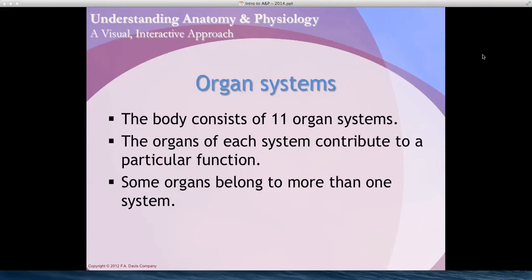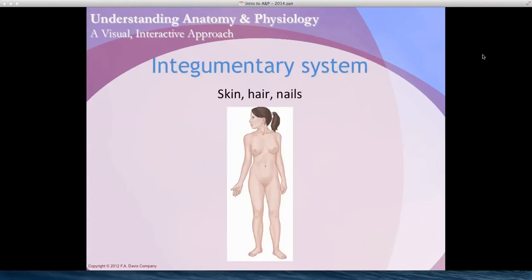So there's 11 different organ systems, and you do need to understand each of these. I'm going to go through what you really need to know about them. You need to know what they are made up of. For this example, the integumentary system is skin, hair, and nails. And then you need to know some of the key functions.